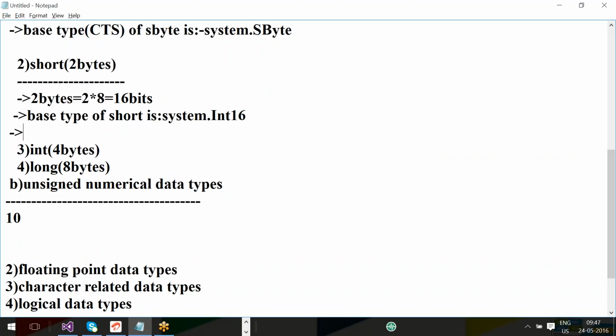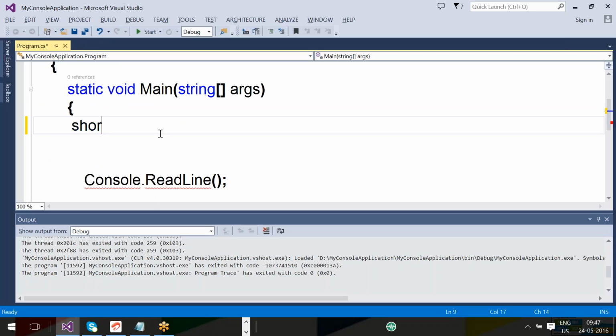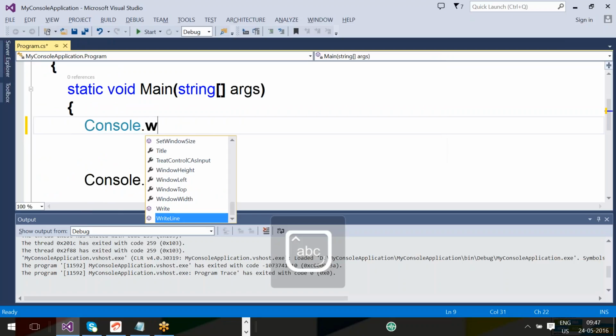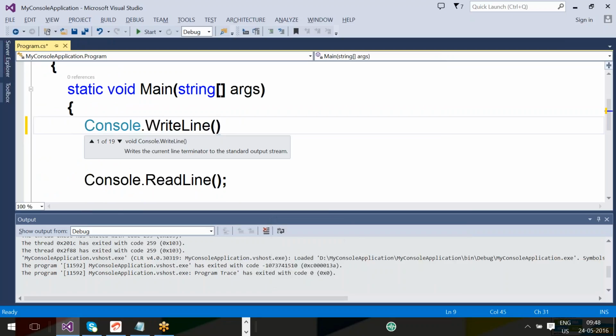Next, we need to know the min value and max value of short. I want to know. So, Shiva Kumar, come on, tell me how to know the min value and max value. Console.WriteLine.